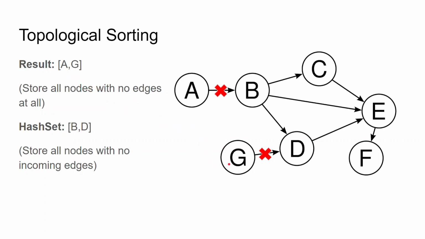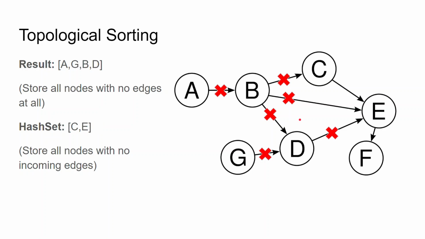And then we know that D has no incoming edges now because we deleted this connection. Then we're going to add D onto the hash set. And then we're going to remove all the connections that B has, C, E, and D, right? Then we're going to add nodes that have no incoming edges, no incoming connections, like C, E, and D, where we already added D, so we don't have to. So we're going to add those nodes onto the hash set.